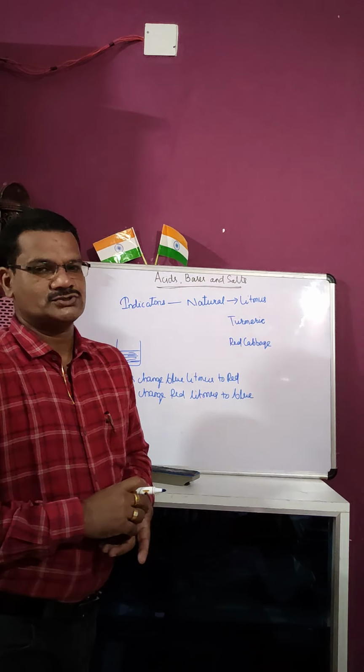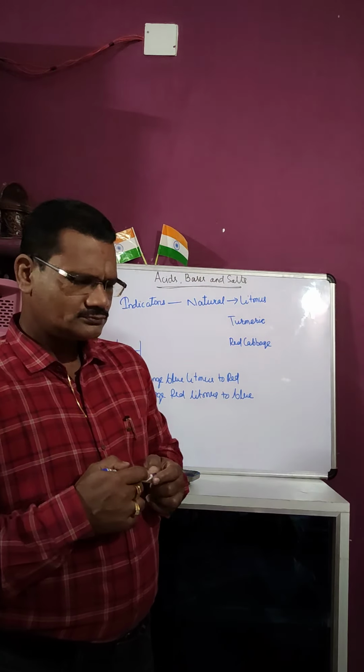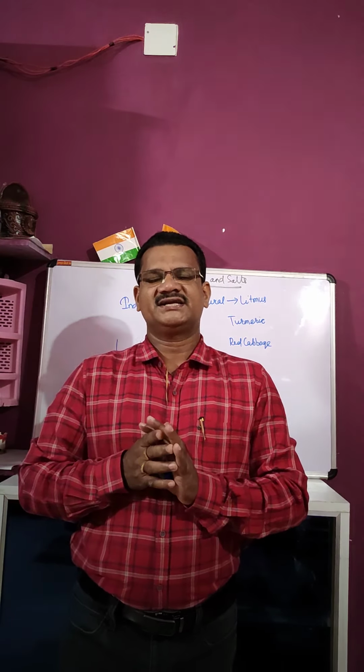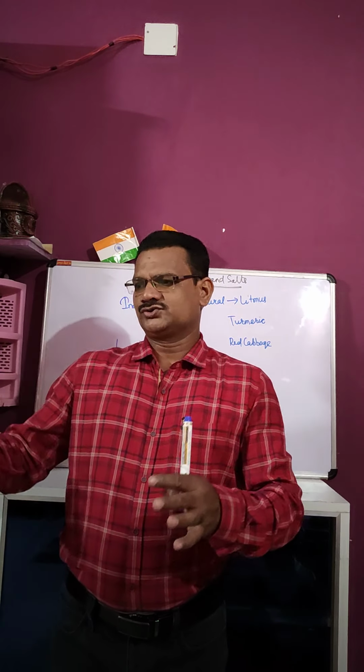Bases change red litmus to blue. So litmus. Turmeric. Haldi. Turmeric is a natural indicator. Now turmeric, suppose you are eating, while eating, accidentally the curry falls over your dress, your white shirt. Turmeric is yellow in color, it gives a yellow spot.